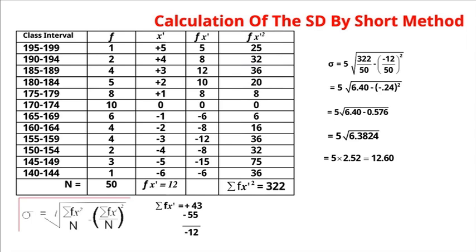Now, solve it, divide it, it comes to 6.40. Now, divide it, it comes to minus 0.24. Now, 6.40 minus, multiply minus 0.24 by minus 0.24, minus will be plus, so it is 0.576. We have subtracted it, then find the square root. The square root is 2.52. So, multiply 5 by 2.52, the answer will be 12.60. So, the value of standard deviation will be 12.60.